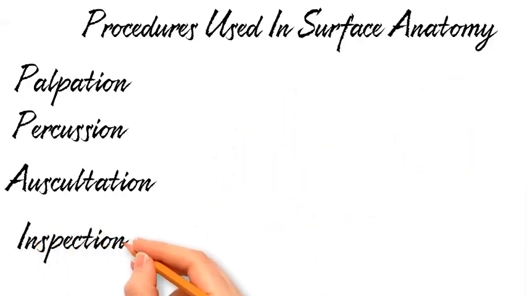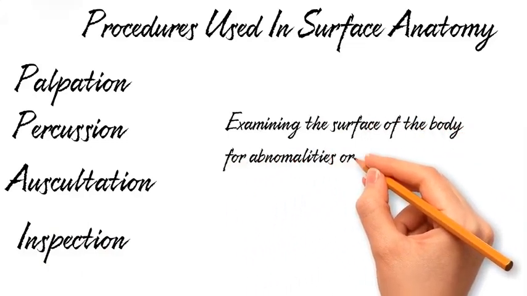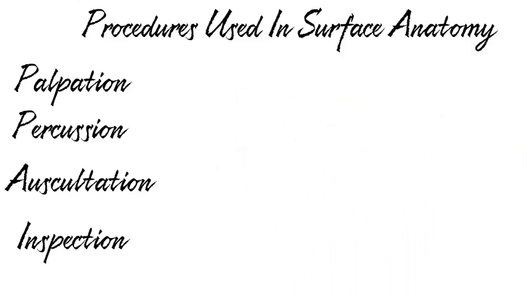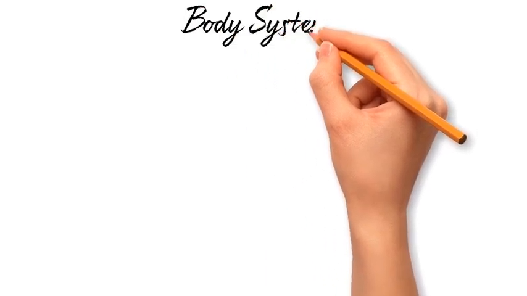Finally, inspection is another important procedure in surface anatomy. This involves visually examining the surface of the body for any abnormalities or changes in color or texture. This can help us identify any skin conditions or other issues that may require further examination or treatment. Overall, surface anatomy is a crucial aspect of healthcare and is used to understand and diagnose various medical conditions. By using various procedures such as palpation, percussion, auscultation, and inspection, we can accurately identify and treat any issues that may arise. Now, let's take a closer look at the different systems that make up the human body.